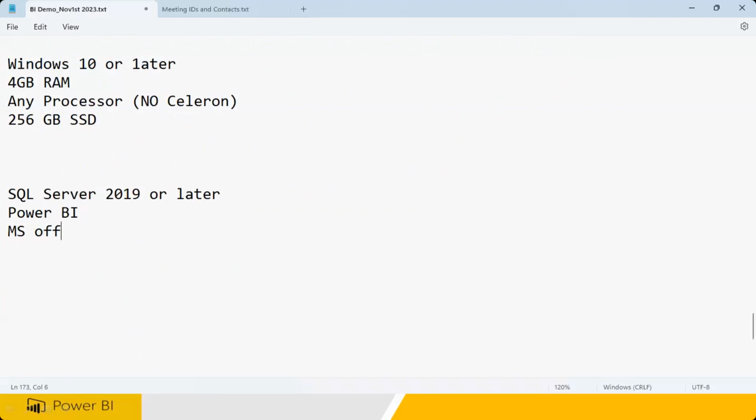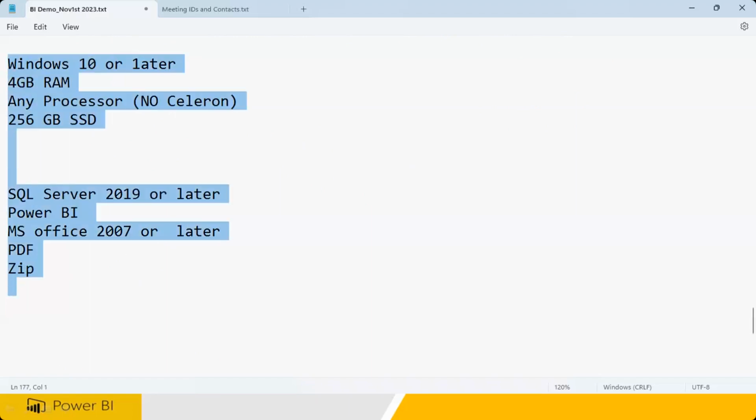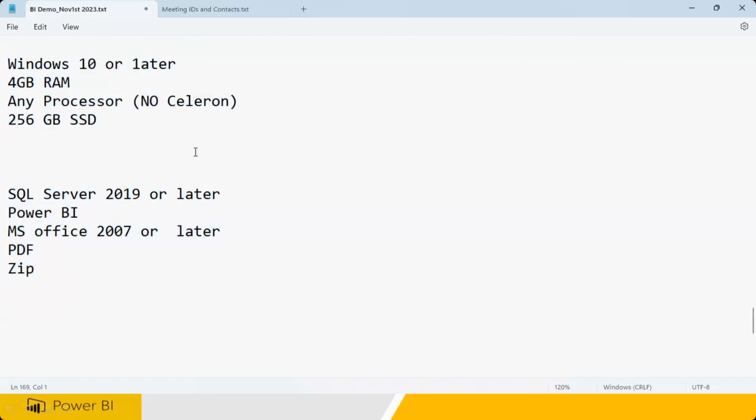MS Office you have to have, any version after this. And the PDF software and zipping software you need to have. That's it. All these things will be installed, and how we are going to be installing, I'll be showing you day after tomorrow. If you have the laptop, fine. If you don't have the laptop, buy one laptop within 1 week or 10 days, so you will be able to do the practical work.